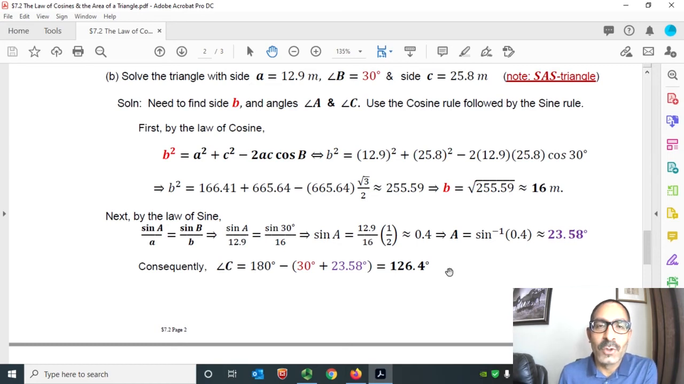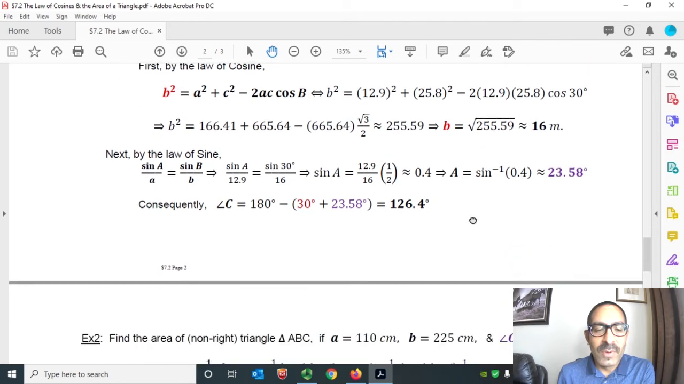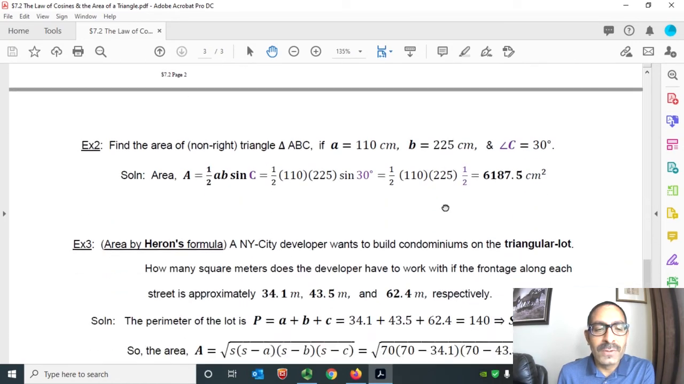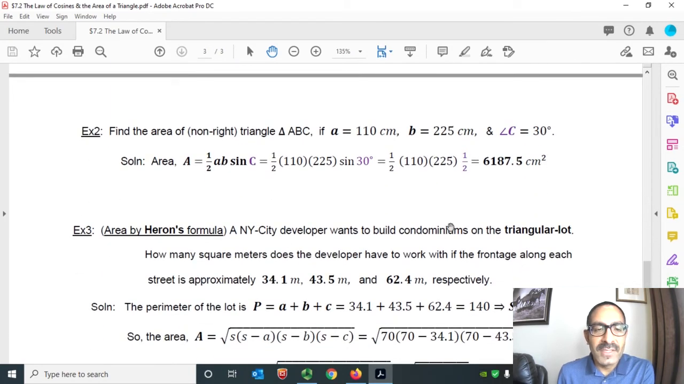I hope it makes sense to you all. By the way, this 180 degrees is the sum of all angles of a triangle. Awesome. Now let's move on. Let's do example 2. This time let's find the area of a triangle.